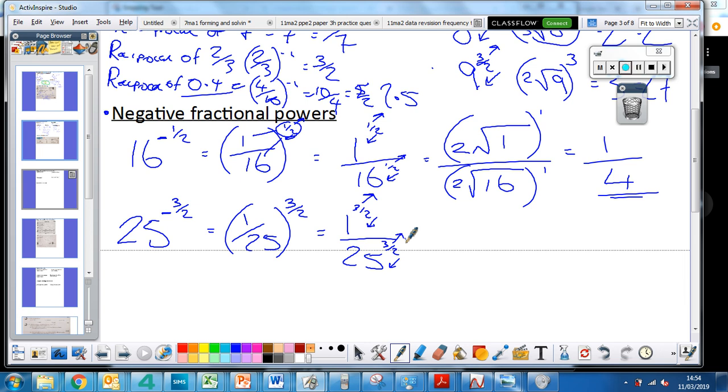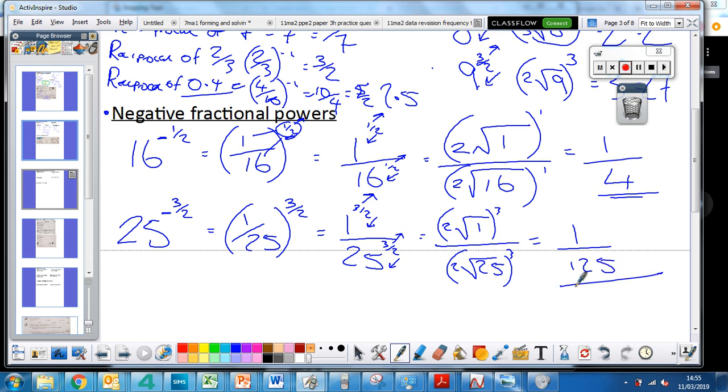This means that on the top we have the square root of 1 to the power 3. On the bottom we have the square root of 25 to the power 3. And now we can work these out. The square root of 1 is 1. 1 cubed is 1. The numerator was nice and simple. On the denominator, the square root of 25 is 5. 5 cubed is 125. So we have a final answer.